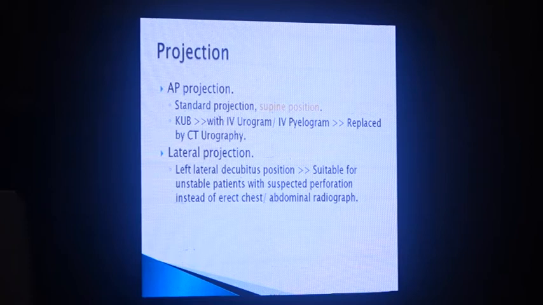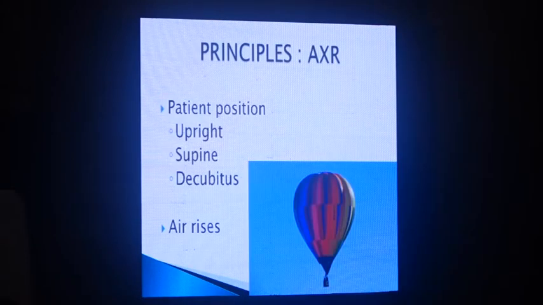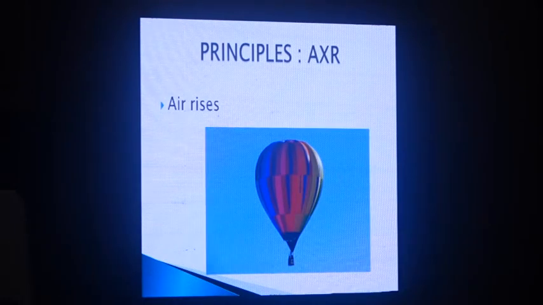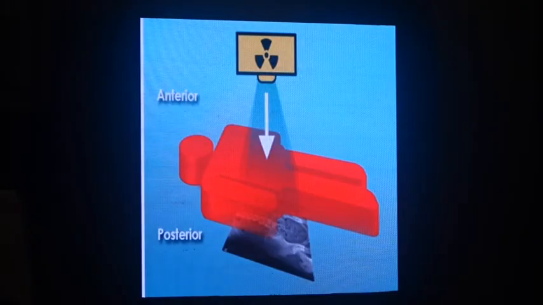Sometimes, for those patients who are unfit for taking the skiagram because of suspected perforation peritonitis or something else, we can take the skiagrams in decubitus position. So this is the concept of air rises. We'll discuss in detail. Skiagram of the abdomen is always taken in AP position, which means the X-ray machine is generating anteriorly and we are keeping the cassettes or films behind the patient.